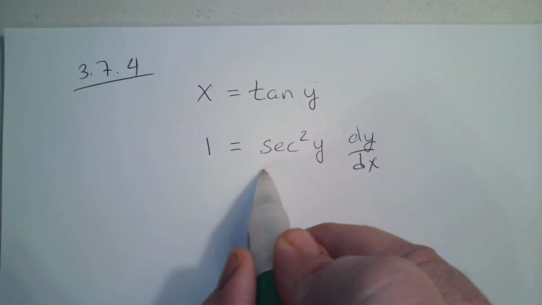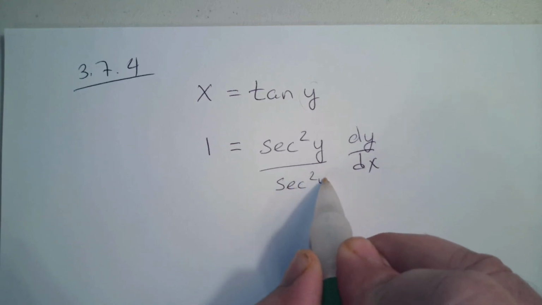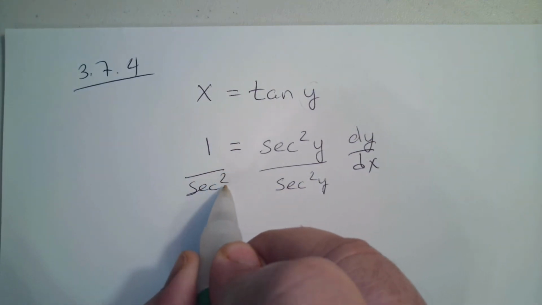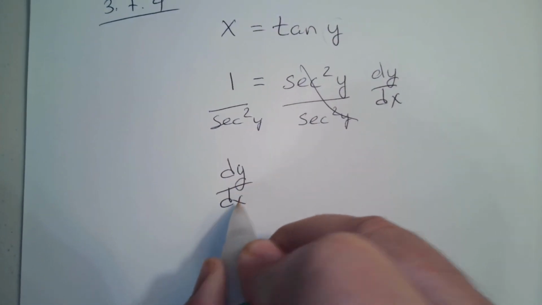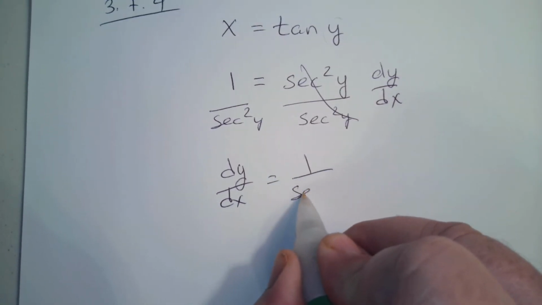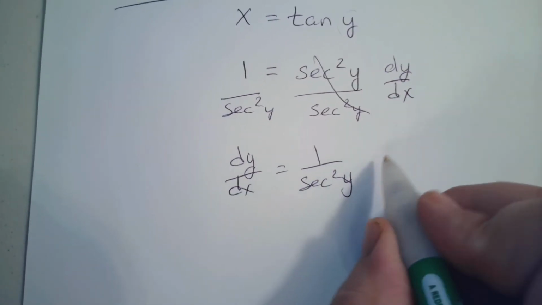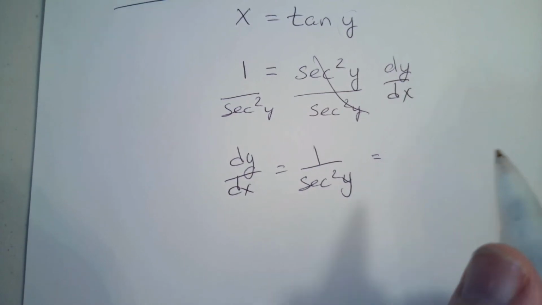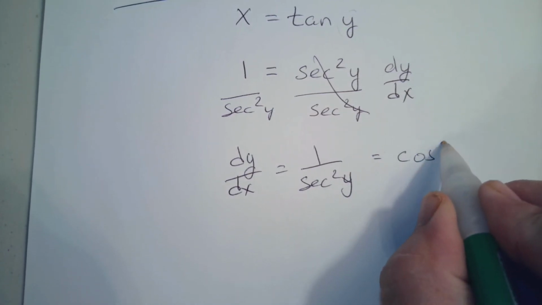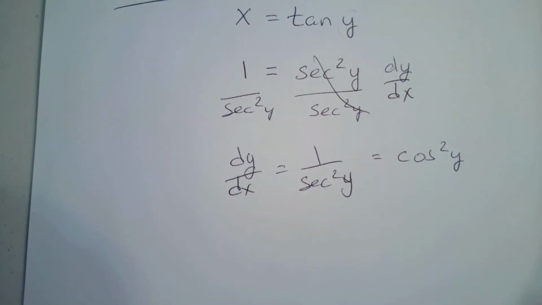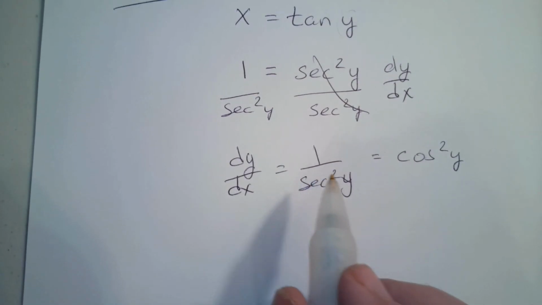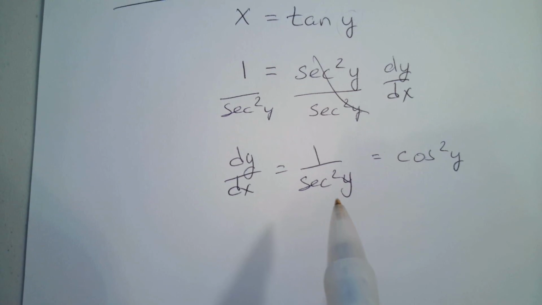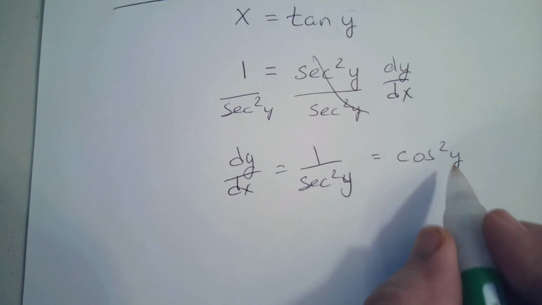To get dy dx, I have to divide both sides by secant squared y. So dy dx is 1 over secant squared y. 1 over secant squared y is cosine squared y. Because remember, secant is 1 over cosine, but 1 over secant is cosine over 1. So there's my answer.